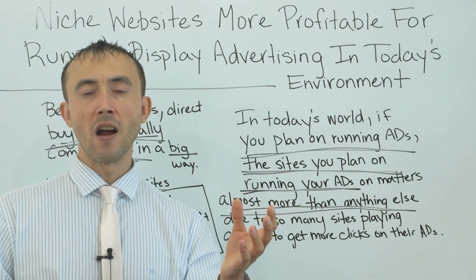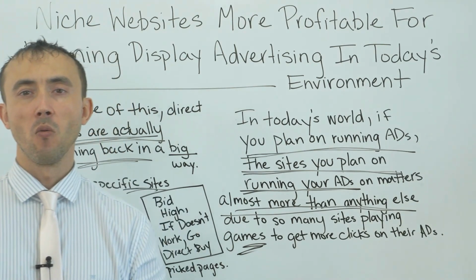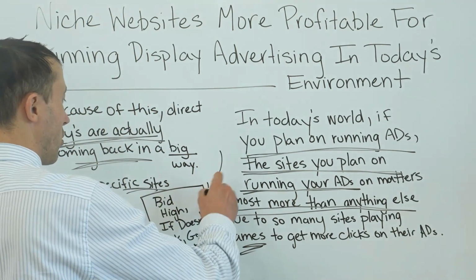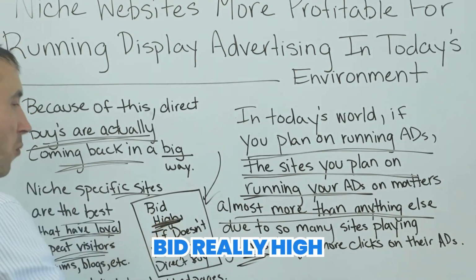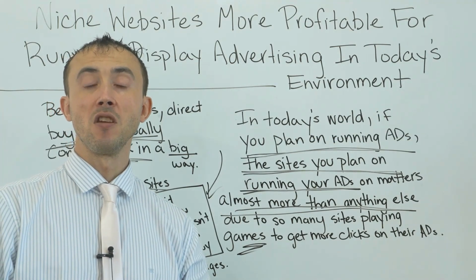Google doesn't like to show your ads for targeting individual pages like that in the placements menu. So this is a small side tip to get the most bang for your buck out of this strategy. You're going to bid really high. When I say high, bid like $10 a click, okay? So that you can get things going.